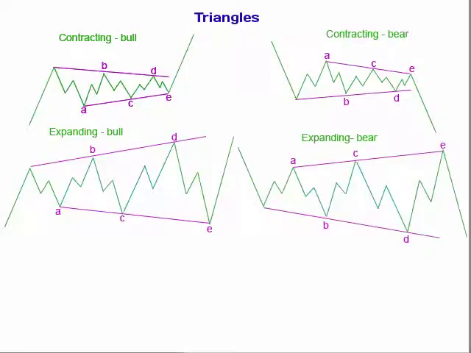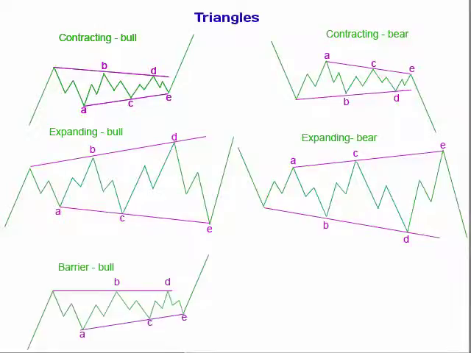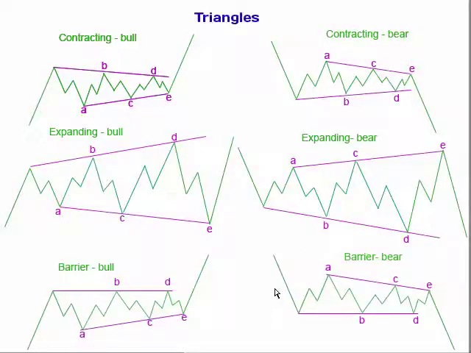The other type of triangle, more common than an expanding triangle, but less common than the most common contracting triangle, is a barrier triangle. It looks quite similar to a contracting triangle, but the differentiating feature between those two is the BD trend line. The BD trend line for a barrier triangle is essentially flat.